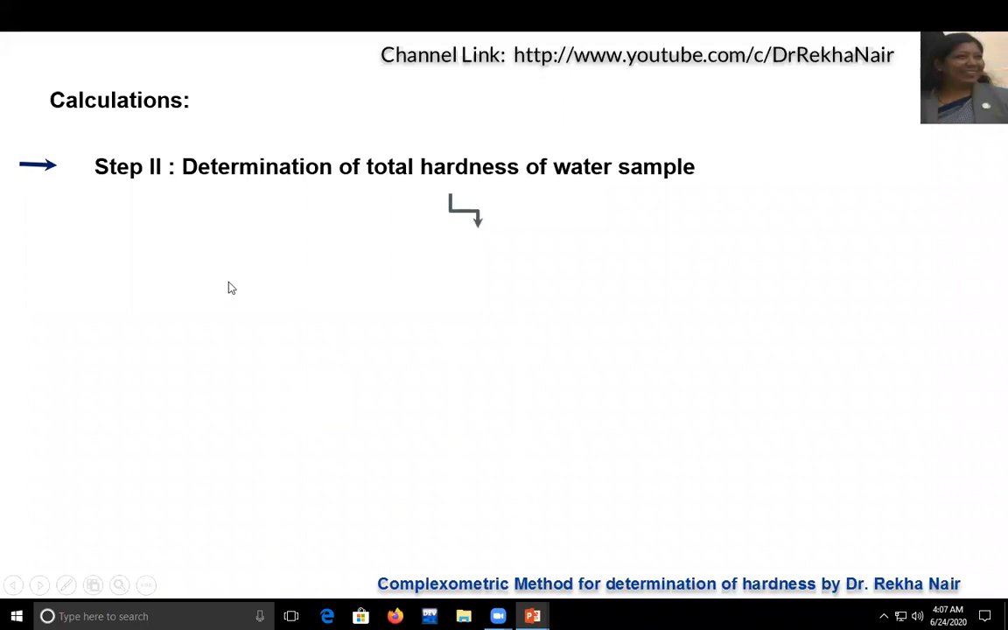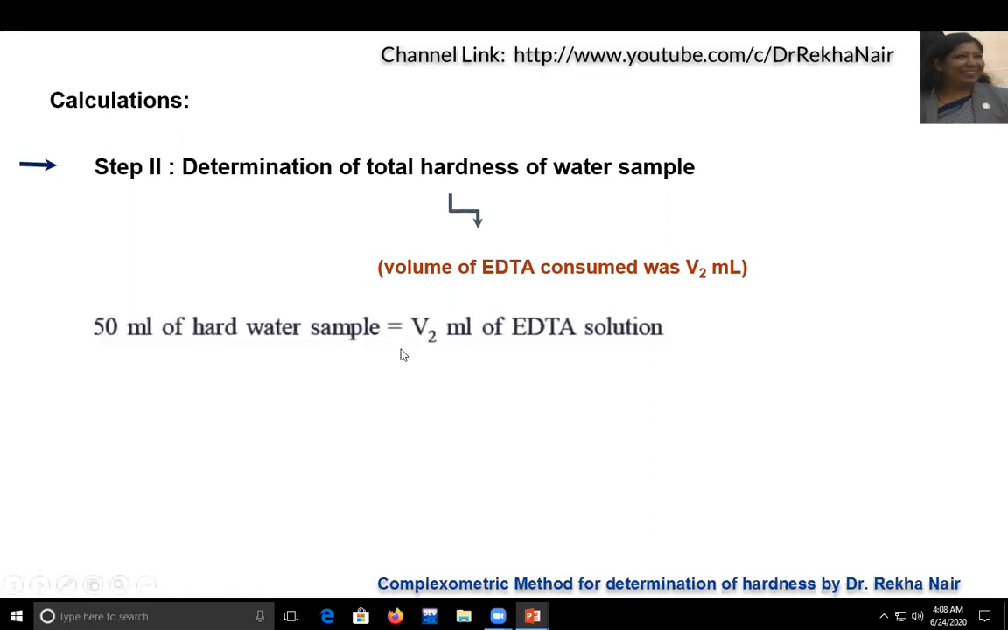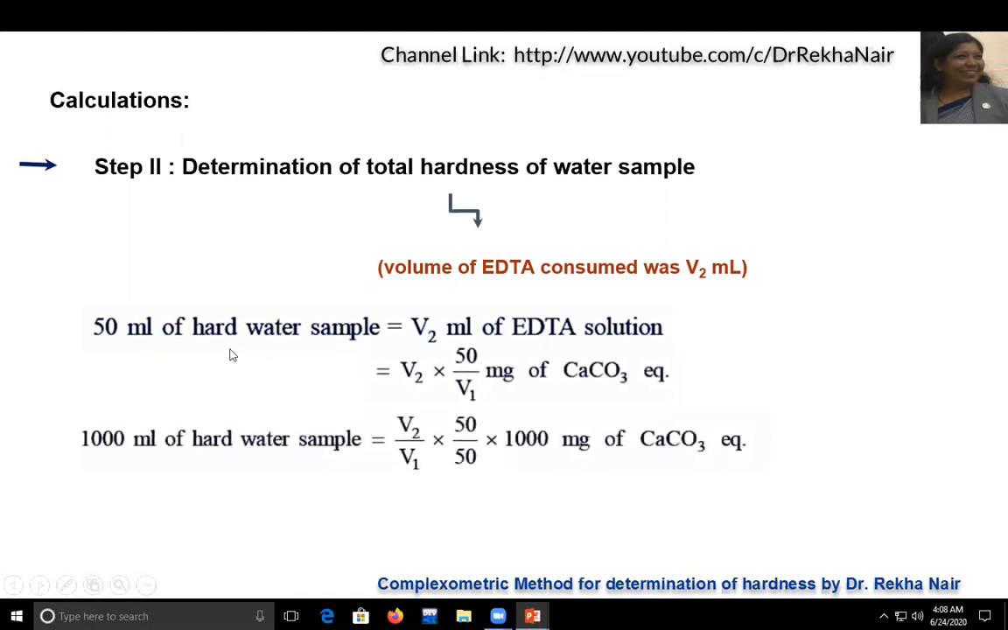Now in step 2, we did total hardness, that is the hard water whose hardness needs to be calculated. So 50 ml of the sample was taken. Again we did the whole procedure and we got the reading of V2 ml. So we know that 50 ml hard water sample gave V2 ml of EDTA solution. Then V2 ml of EDTA solution, 1 ml of EDTA solution has how much? 50 upon V1 milligram of calcium carbonate equivalent.